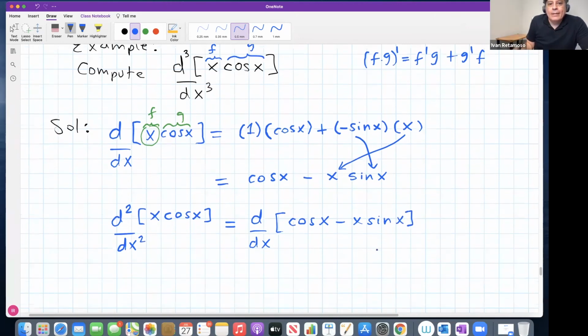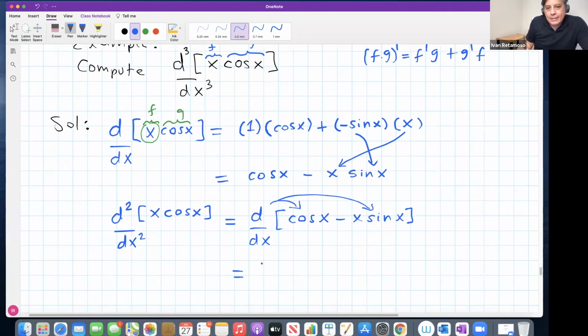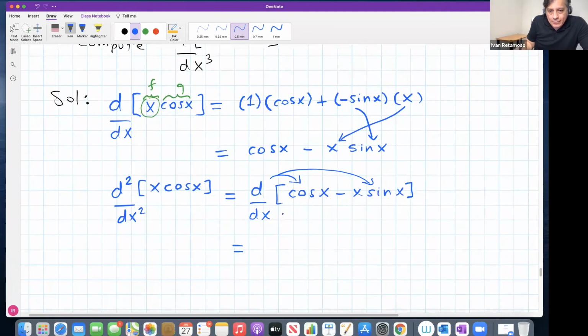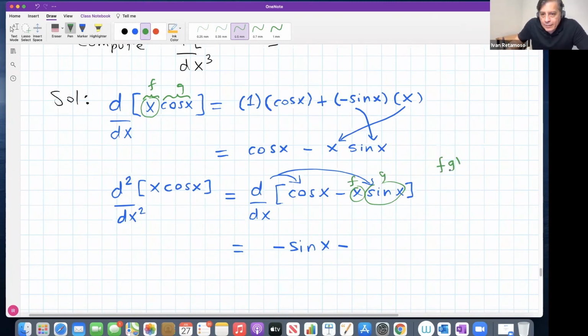All right. So now for this, after I distribute my derivatives over this difference, the derivative of cosine of x is minus sine of x, right? Minus here, minus derivative of this. But then here again, there's a product of two functions, right? f times g. So I gotta use the product rule again. Derivative of f times g is f prime times g plus g prime times f, right?